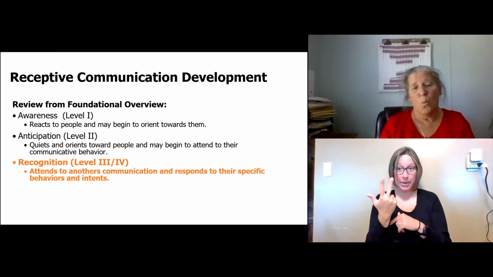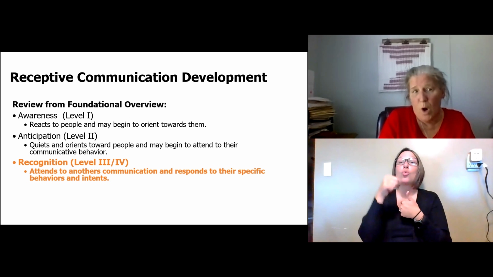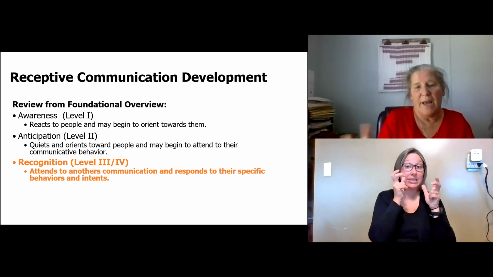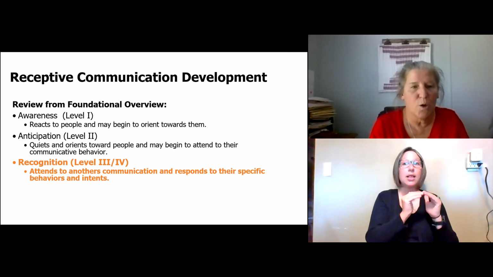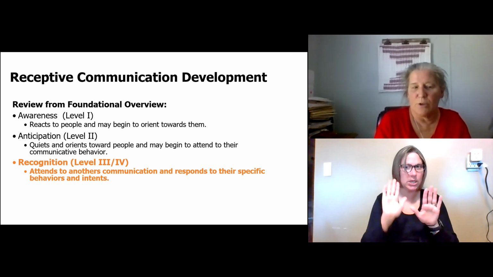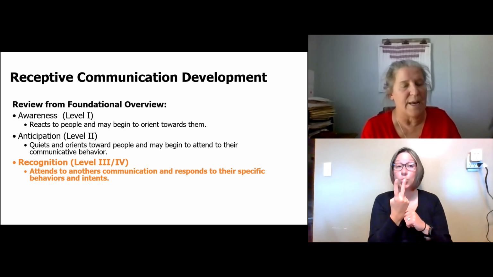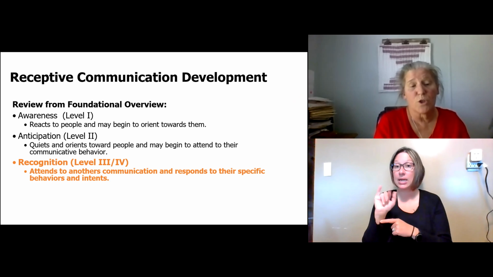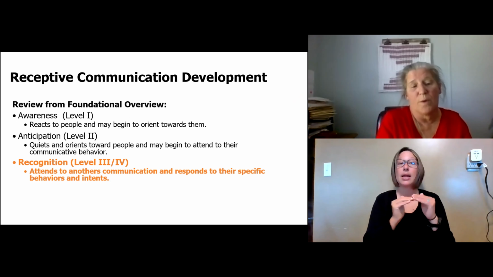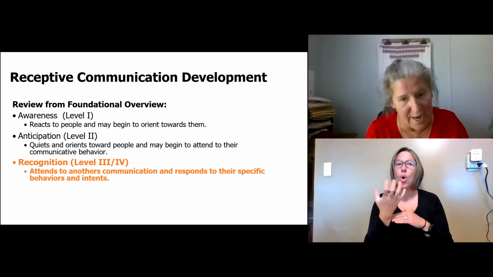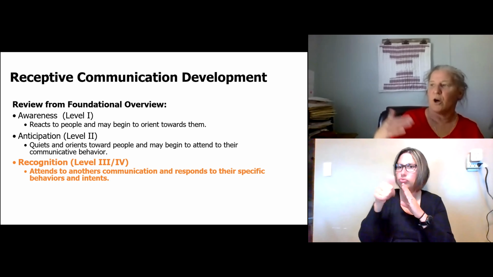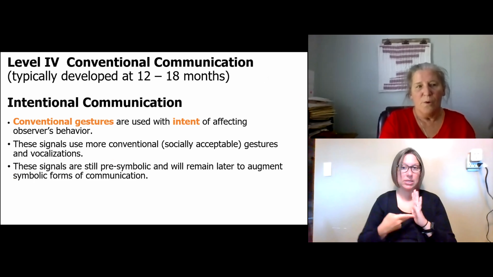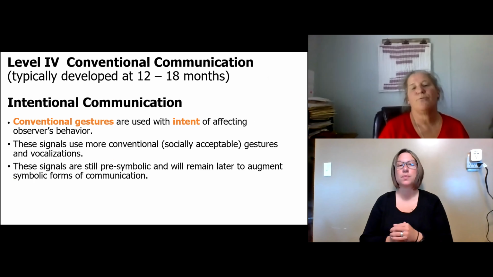Now remember, we're going up. So in level 1, we're talking about that receptive communication development, and in level 1, it's just at an awareness level. And then in level 2, it's getting them to that anticipation level. And then when we're in levels 3 and 4, we're trying to get them to recognize. We want them to attend to others' communication and respond to their behaviors or their intents. Okay, so now we're up to level 4.